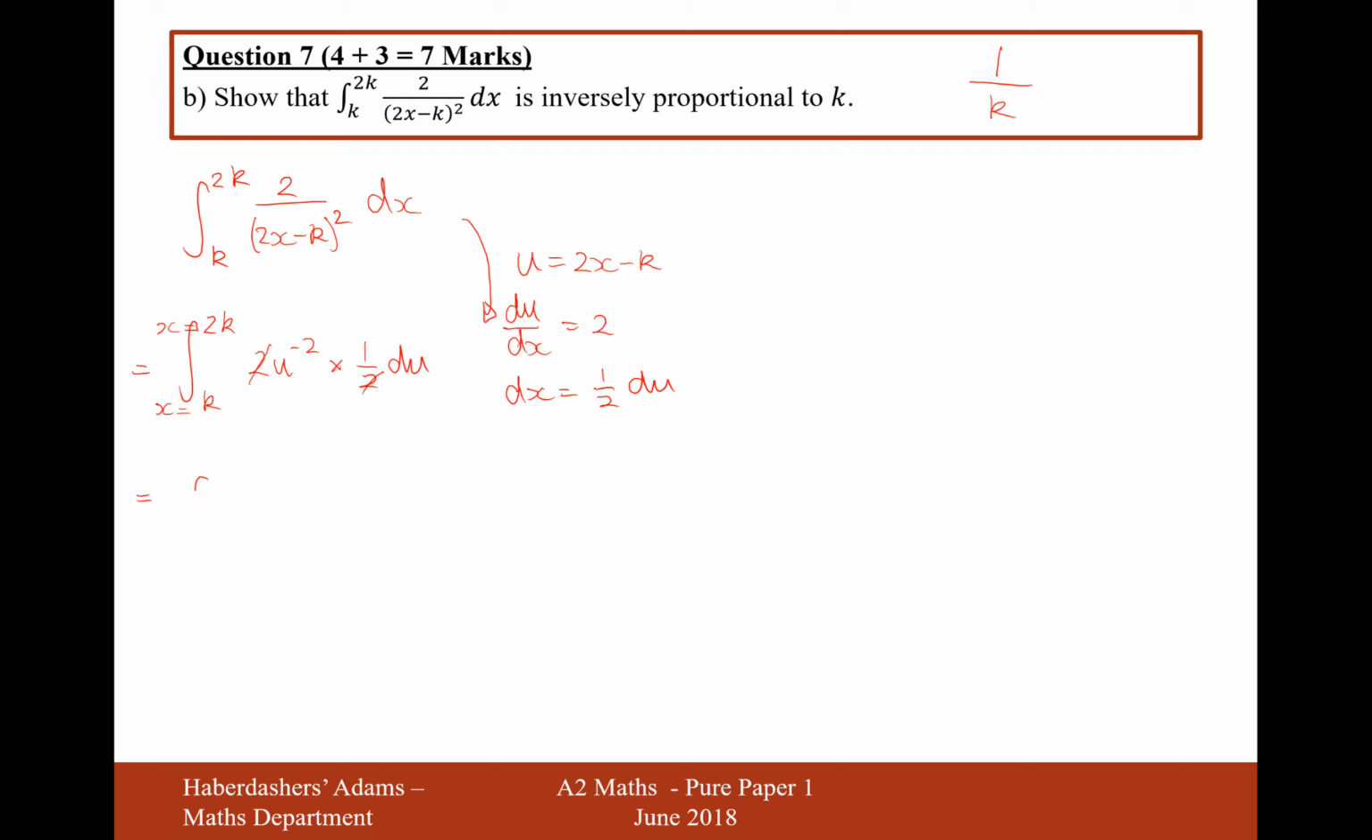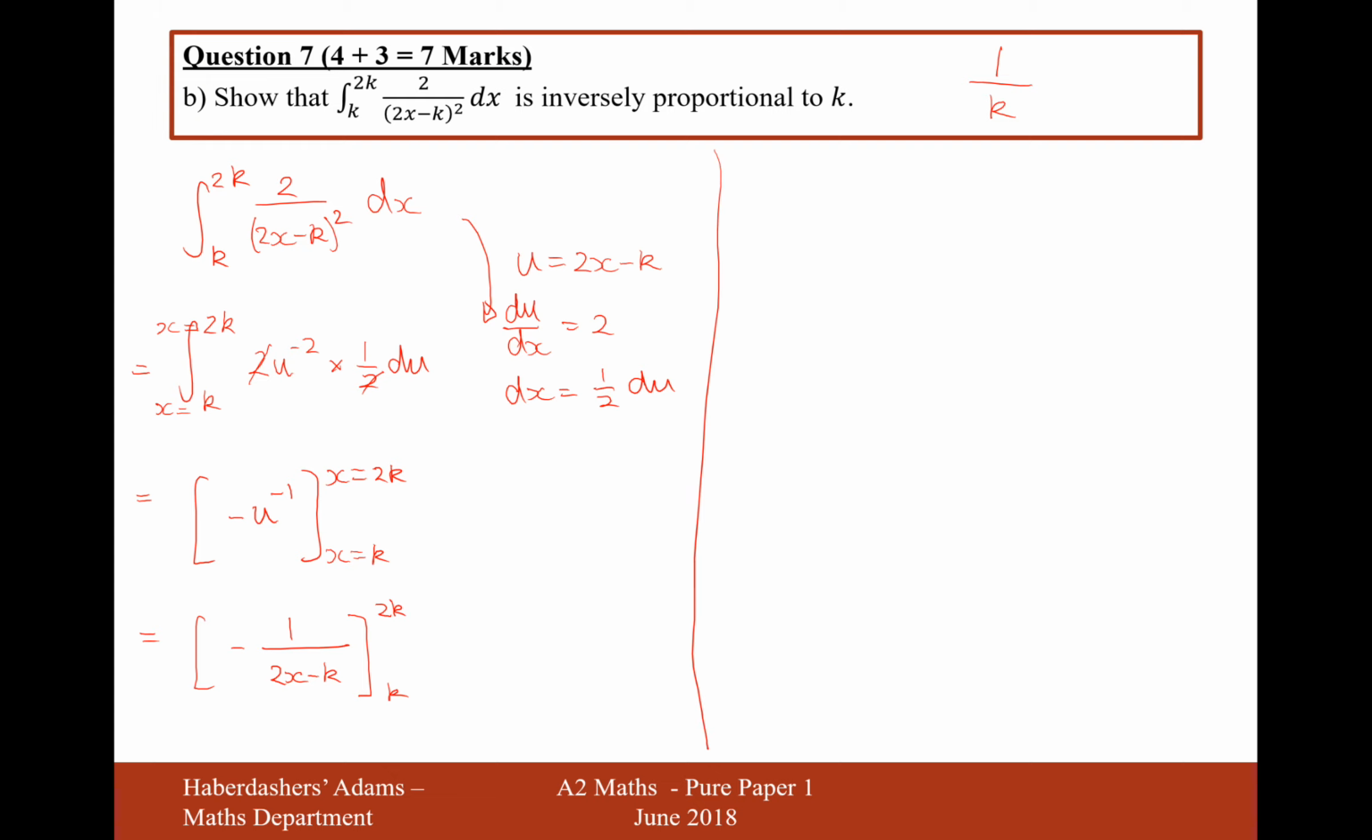Well, how do I do that? That's going to be increasing the power by 1. So now it's u to the minus 1, and then dividing by that power. So it's going to be minus u to the minus 1, in between the x boundaries of x equals 2k and x equals k. So now substituting u back in, it's going to be minus 1 over 2x minus k in between the boundaries of 2k and k.